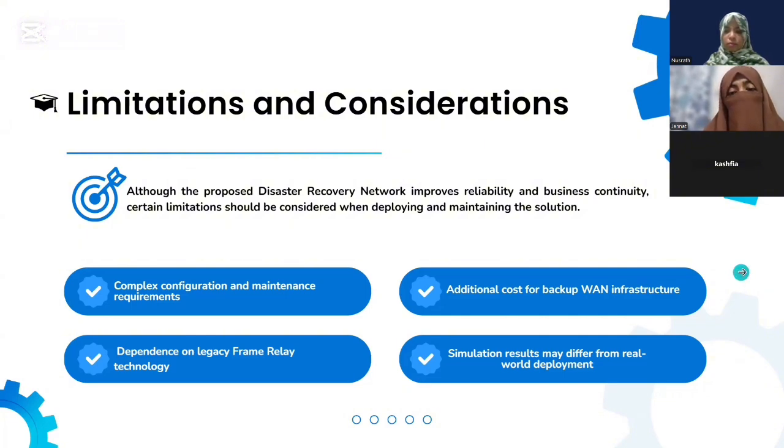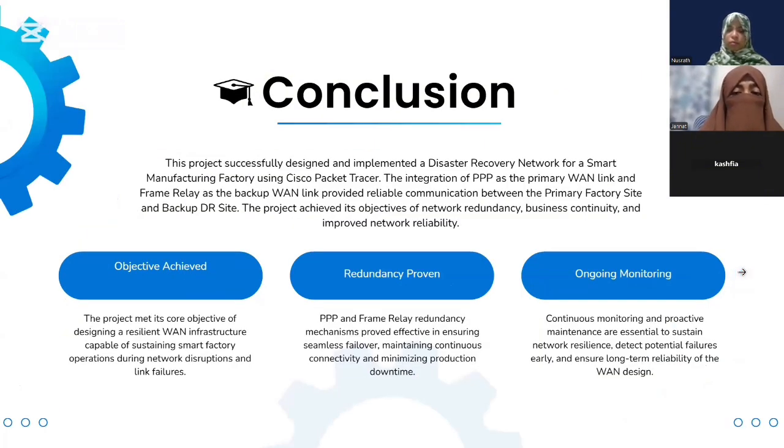The next slide is the conclusion. In conclusion, we successfully designed and implemented a disaster recovery network using Cisco Packet Tracer. The combination of point-to-point protocol as the primary link and frame relay as the backup ensures continuous network uptime and seamless failover. The project achieved its goal of network redundancy, business continuity, and reducing production downtime.